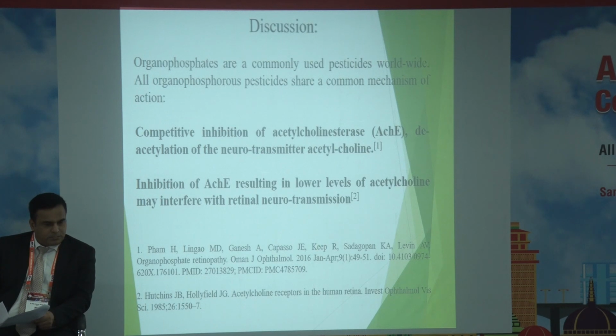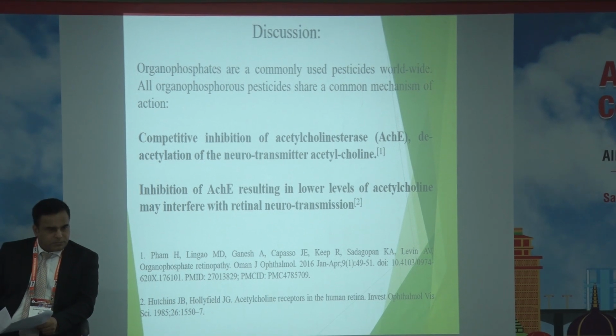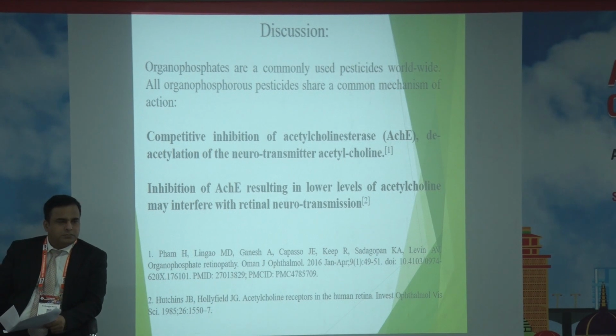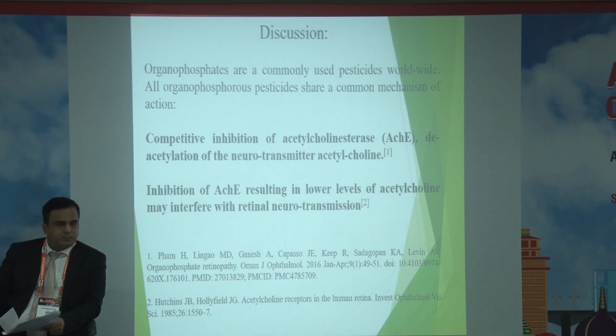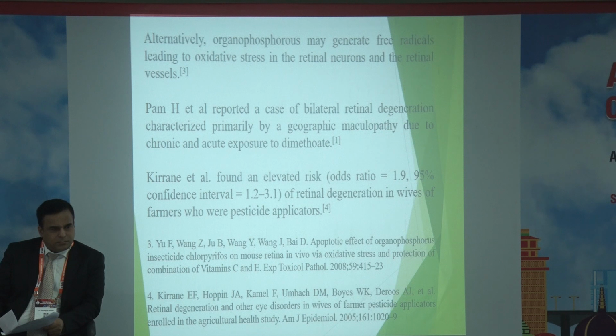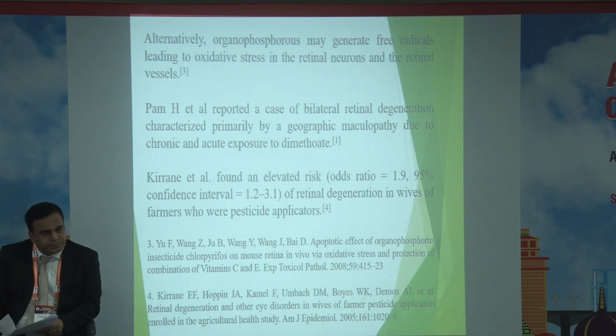Moving on to the discussion, organophosphates are commonly used pesticides worldwide. All organophosphate pesticides share a common mechanism of action, mainly the competitive inhibition of the acetylcholinesterase enzyme, which in turn prevents the breakdown of the neurotransmitter acetylcholine. The inhibition of acetylcholinesterase, resulting in altered levels of acetylcholine, may interfere with retinal neurotransmission. Alternatively, organophosphorus compounds may generate free radicals, leading to oxidative stress in the retinal neurons and the retinal vessels.